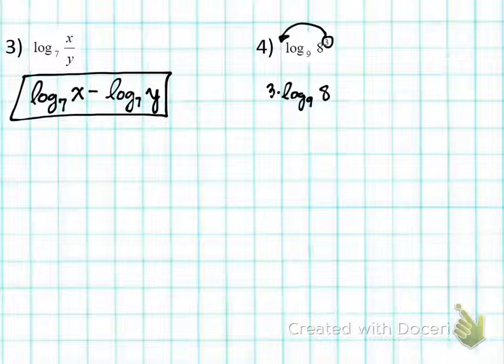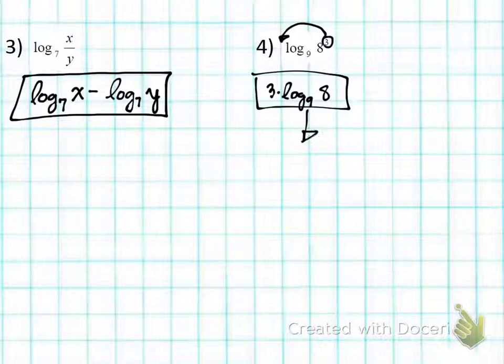Now, it depends what the problem says too. Sometimes you want to expand this further. What is 8 equal to? 4 times 2, or 2 to the third power. So let's just do a what if answer. This is your answer, by the way, but let's say we wanted to expand it further, then this could be 3 times log base 9 of 2 to the third power, right?